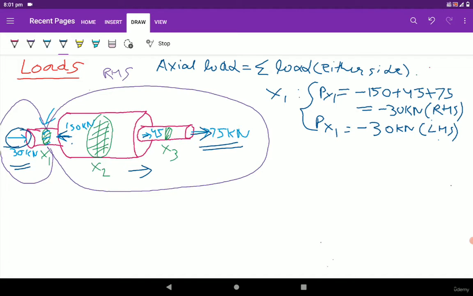Now if we want to calculate the axial loading at the x2 cross section, for the x2 cross section, now let's take the left hand side of the x2 cross section.